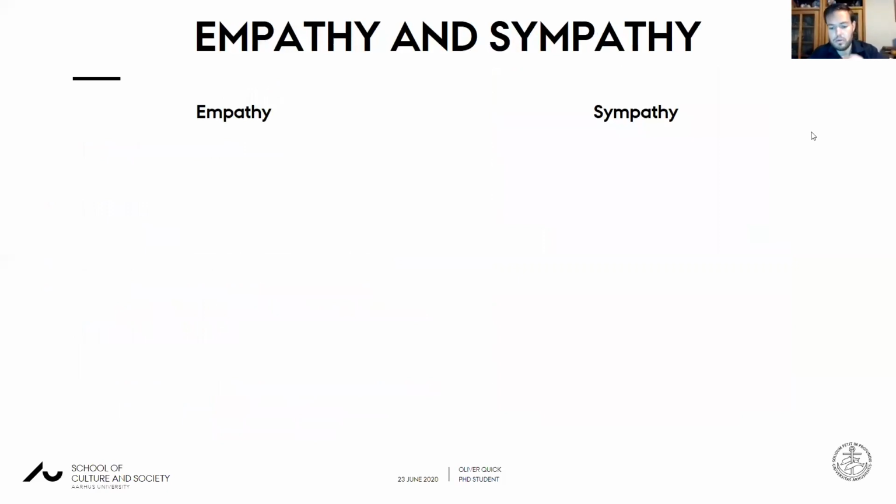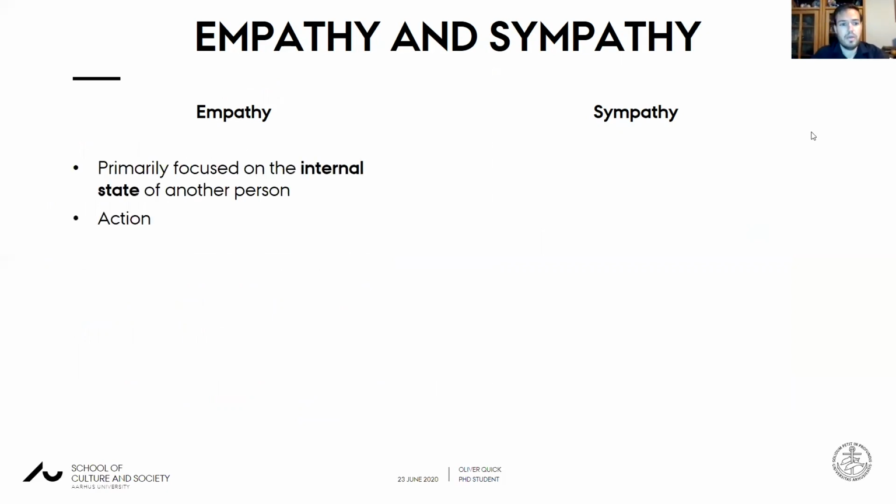So I'll turn now to the distinction between empathy and sympathy. As I've said, I'm not going to dwell on this, but it is important to touch on it. So empathy, broadly put, is primarily focused on the internal state of another person, their mental state, whether that be a feeling or a belief or an intention. And empathy tends to be seen more in terms of an action. It's something you do, not necessarily consciously, but it is something you do primarily.